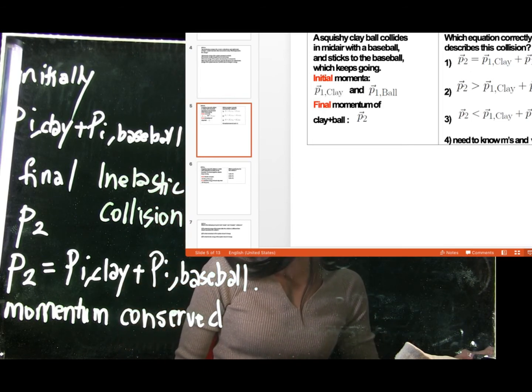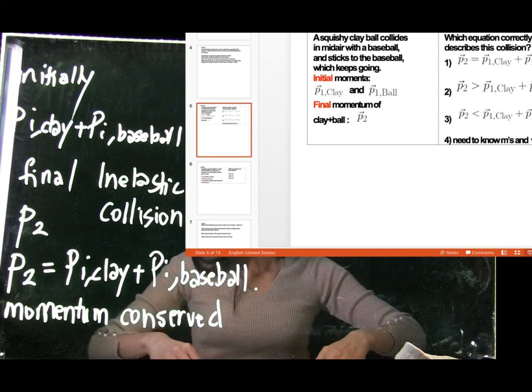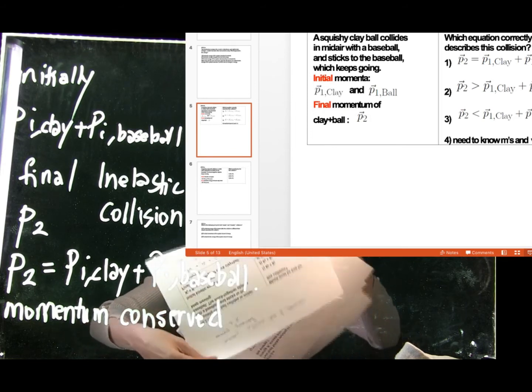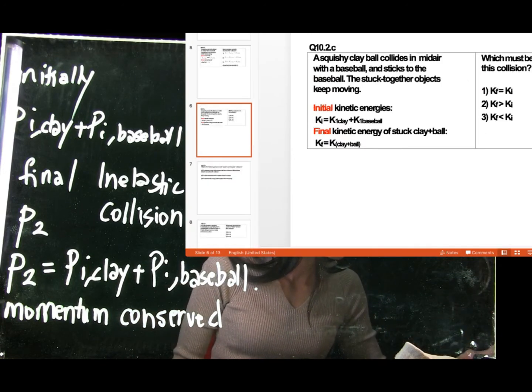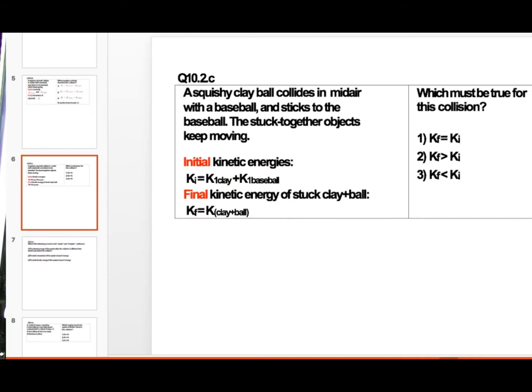So what happens to the kinetic energy of this collision? How would you describe the kinetic energy of this collision? It's the same scenario with the clay ball colliding with the baseball, and there is deformation and they are stuck together. So this is an inelastic collision. How would you describe the change in the kinetic energy?